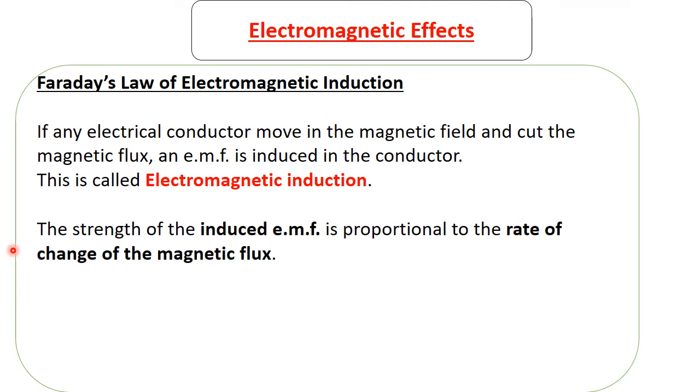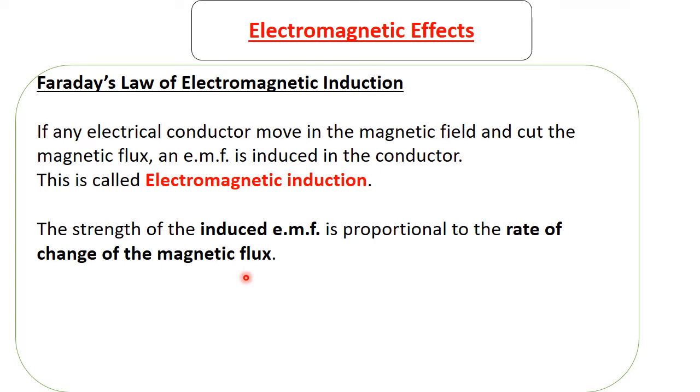The strength of the induced EMF is proportional to the rate of change of the magnetic flux. Okay, so the strength of this voltage which is introduced in that wire, or the current that is introduced in that wire, is proportional to how fast the magnetic flux is changing. By that, I mean how fast the wire is moving across the magnetic field. Sometimes you can even keep the wire stationary and move the magnet. Still, there will be that action of the wire moving across the magnetic field, even if it is the magnetic field that is moving across the wire. The effect or the impact is going to be the same.